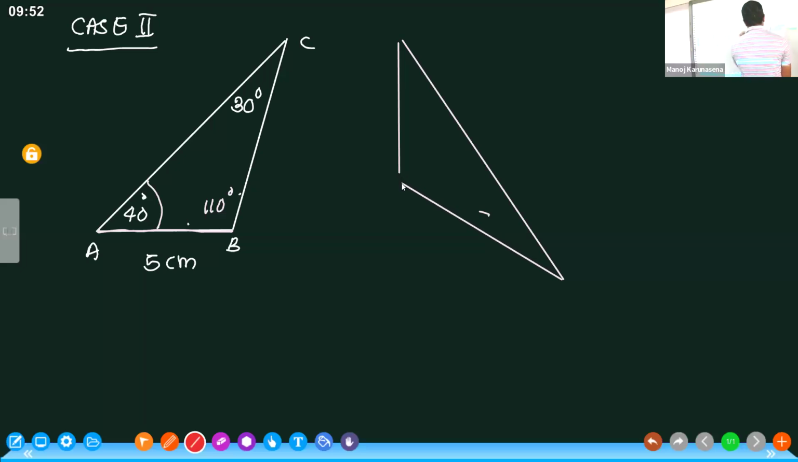Let's take this as 5 centimeters. PQR triangle, and this should be 40 degrees, and this should be 30 degrees.